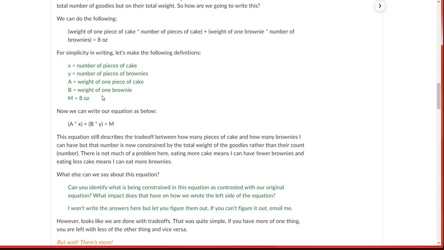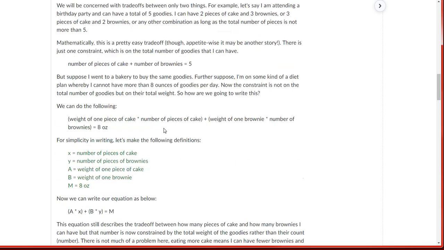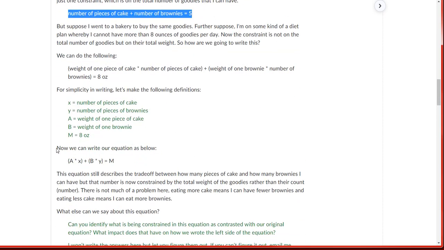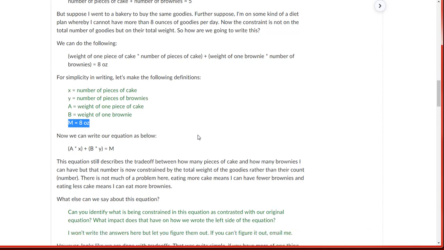when the total quantity of brownies is not being measured in the number of items, which was the case in our previous equation, but this time the constraint is on weight. So what I'm trying to find out is how many pieces of cake can I get and how many brownies can I get when the total weight of them is 8 ounces or less, right?